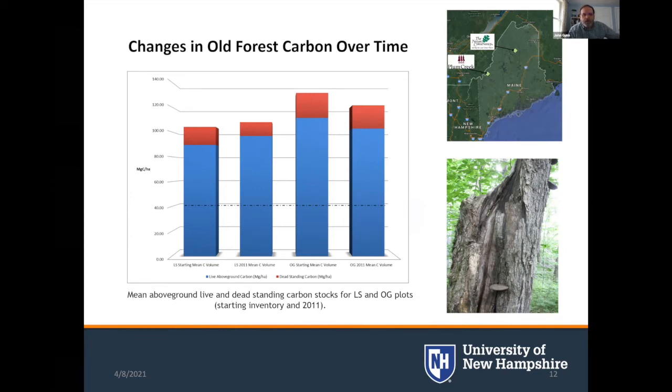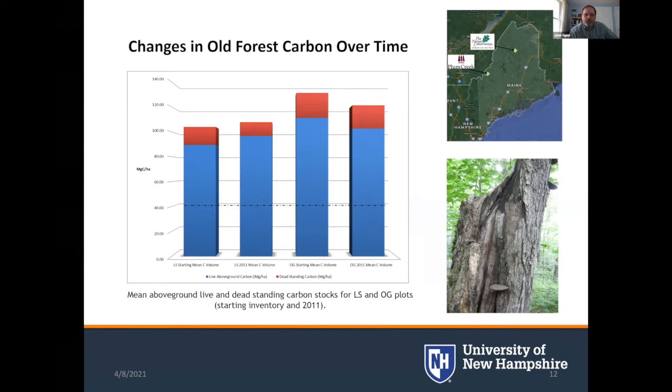And just quickly, you can see in the late successional stands, the overall above ground live and dead standing stocks increased generally in those stands. But on the other hand, the old growth forest up in Big Reed actually declined, so we're losing some of that carbon stock that's out there. But note that even in the diminished state in 2011, it's still greater than the late successional stands.